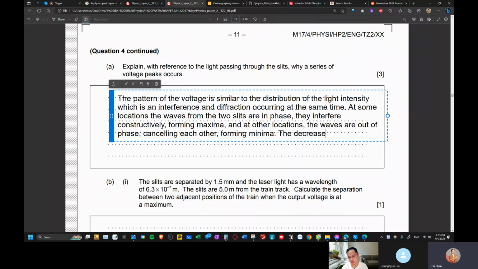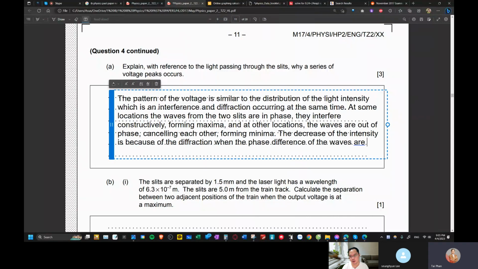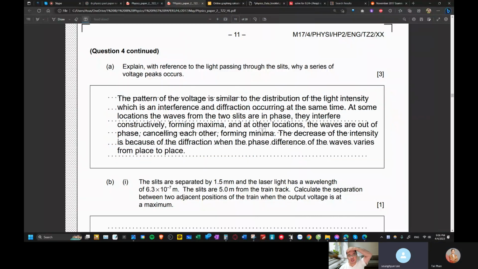The decrease of the intensity is because of the diffraction, when the phase difference of the waves is not 180 degrees. The phase difference of the waves varies from place to place.